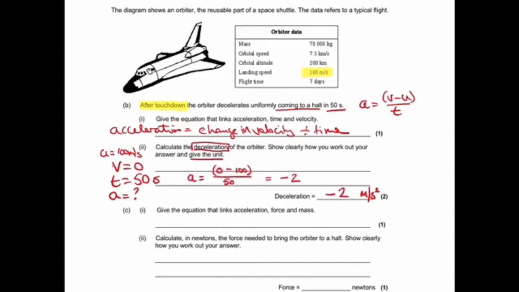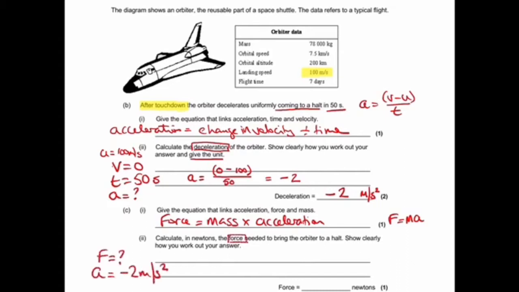Part C, give the equation that links acceleration, force and mass. There you go. Force equals mass times acceleration. That's our Newton's second law equation. Or you could just write F equals ma if you like. Part 2, calculate in newtons the force needed to bring the orbiter to a halt. Show clearly how you work out your answer.